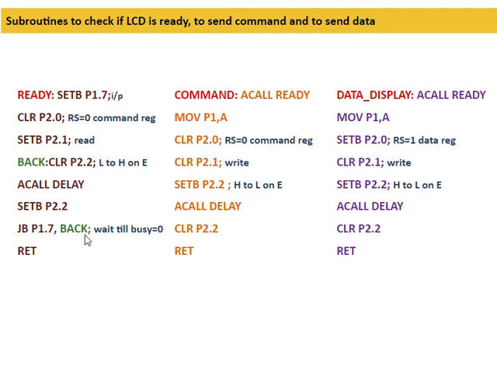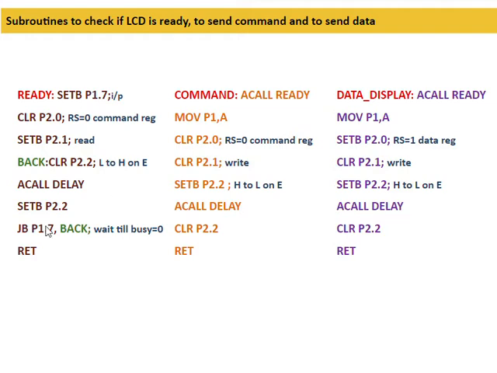Now the ready subroutine is written with the intention that the program execution should remain in this subroutine as long as the busy flag is high. That is, we should wait here until the busy flag becomes 0. That is, when we come out of this subroutine, we should be able to send a new data or command.